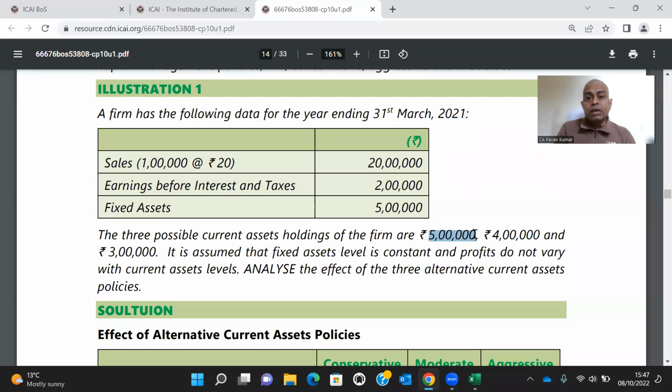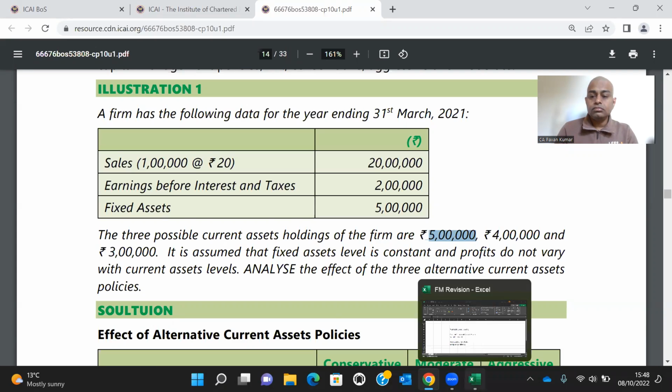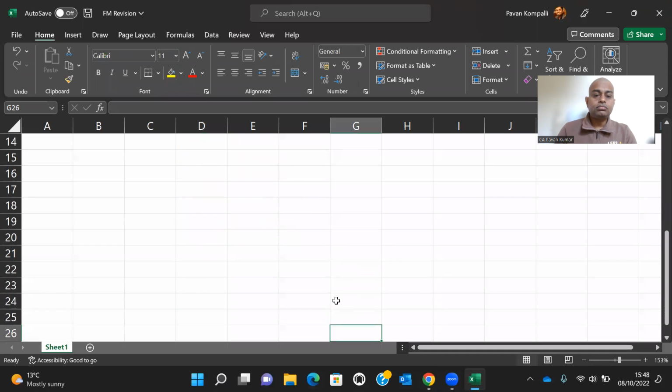So basically, liquidity is my ability of repaying bills. So how much cash do I have in my pocket? If I have 5 lakhs in my pocket, don't you think my ability of paying my suppliers and bills is higher than when compared to holding 4 lakhs or 3 lakhs? So when I'm holding 5 lakhs worth of current assets, don't you think my liquidity is high? Guys, are you following me?